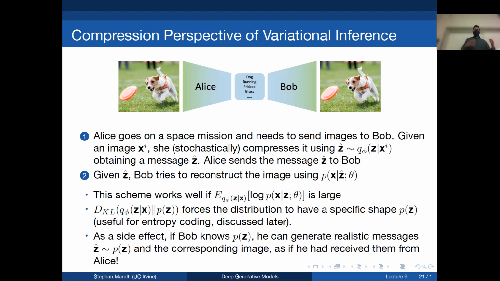As a side effect, once that model is trained, you can now generate images. The reason is that you can simply draw samples from the prior P of Z and push these samples through the generative network P of X given Z. So that allows you to generate high-dimensional images. Yeah, there are two questions here. Maybe the back first, and then.